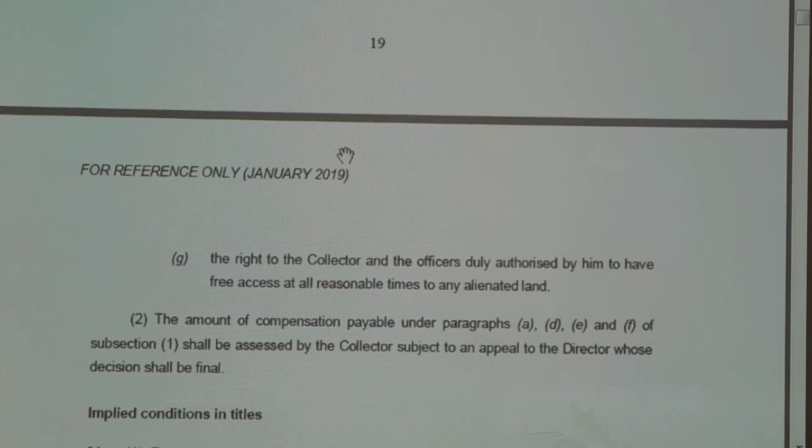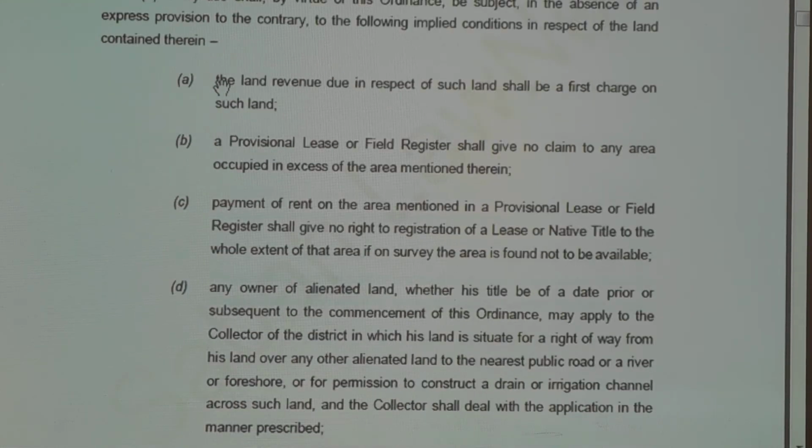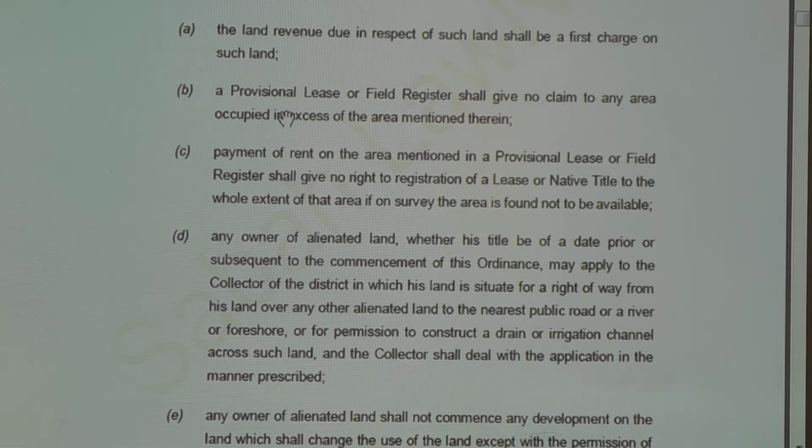Okay, I just want to go through additional implied terms, conditions and titles, land revenue. The special significance about provisional lease and field register is mainly because the final survey for the land has not been done. So the exact boundary of a provisional lease or a native title in the form of a field register has not been clearly identified. So one day you decide to apply to convert your provisional lease to a proper country lease by doing a proper survey. You can do that.